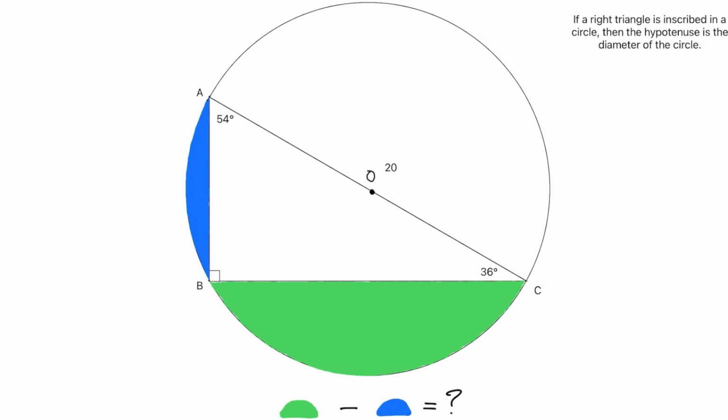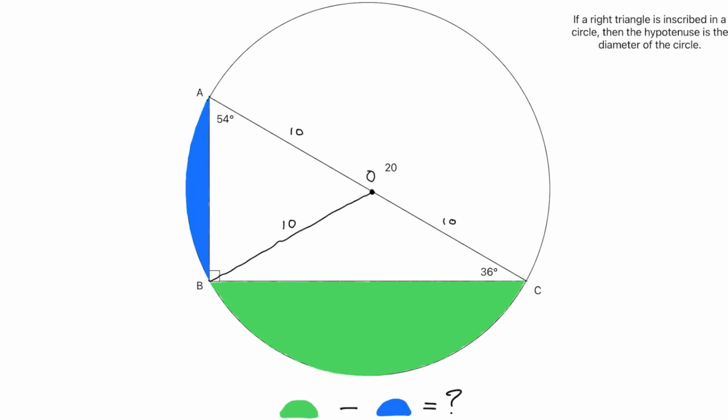Alright, now we know that the radius of a circle is half the length of the diameter of the circle. And we can say that OA and OC are radii, so they must be 1/2 of 20. So OA and OC are both 10. Now let us draw segment OB. Alright, that's good enough. Now we can say that OB is also a radius, so this will also be of length 10.